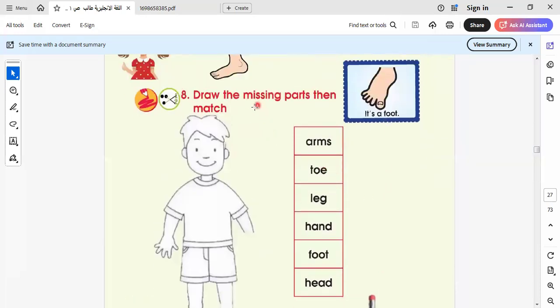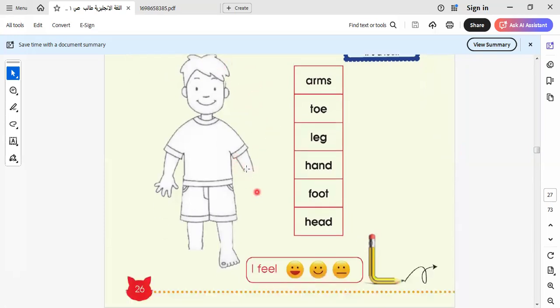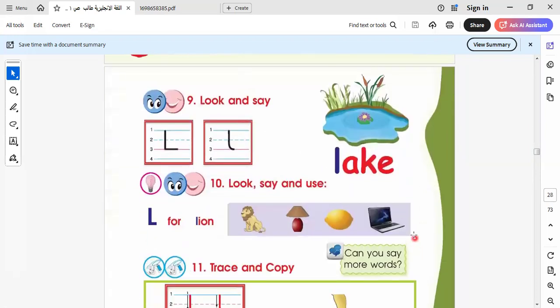Let's do this exercise. Draw the missing parts, then match. Here is arm. This is called arm. So I select this one. This one, leg. This is a leg. Hand. This is the hand. Completed. It will be the hand. Foot. This is foot. Head. This is head. Okay.